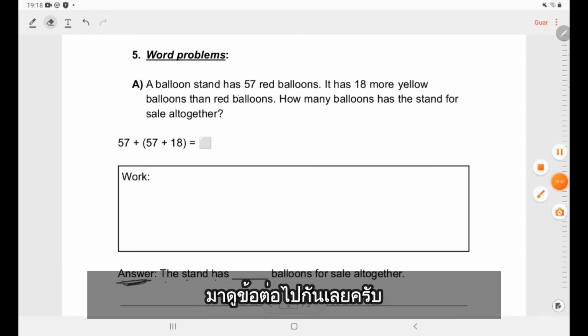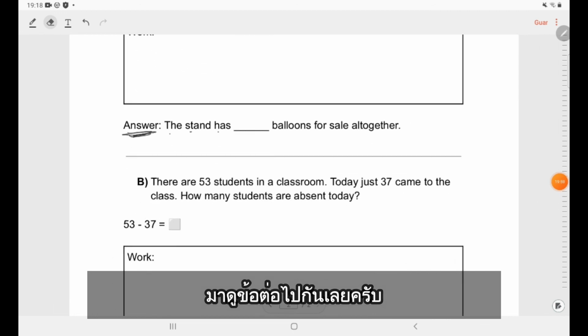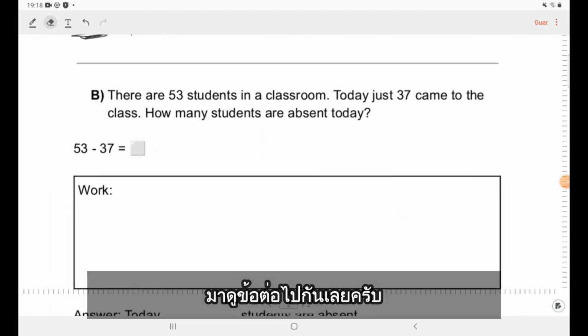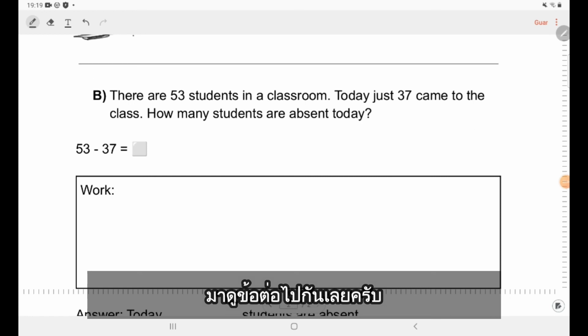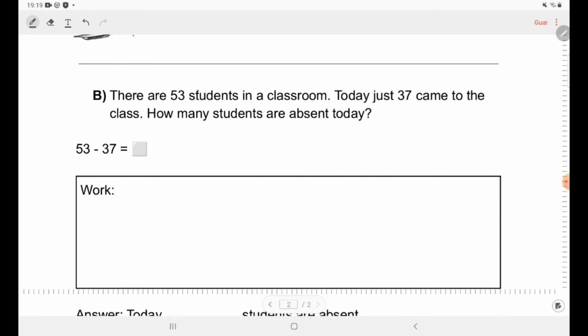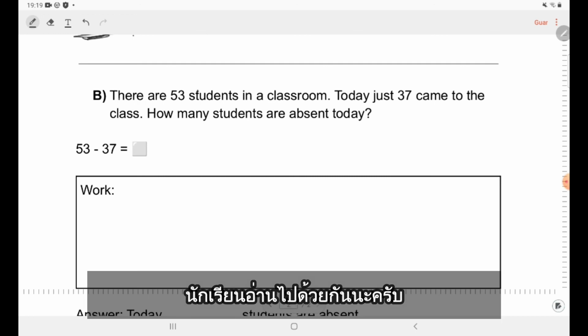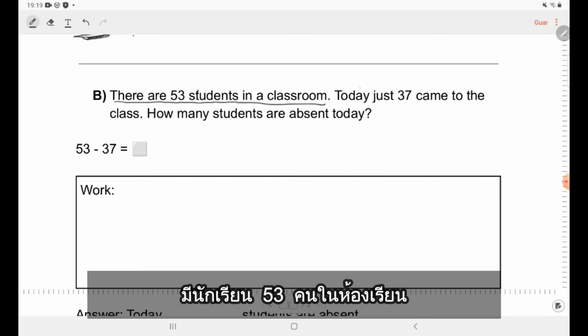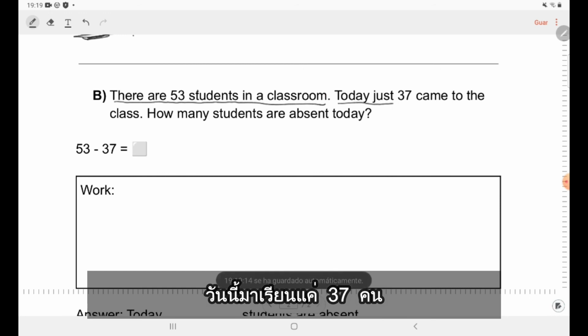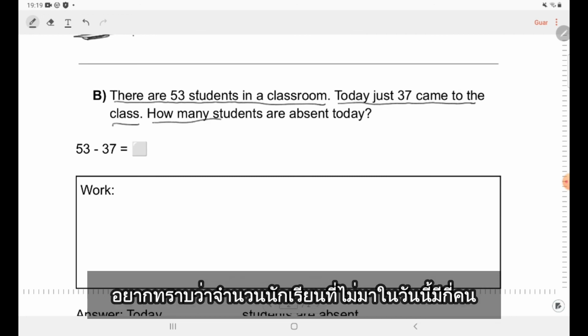And there's one more exercise, the word problem number 5b. Here, first, we are going to read. Let's read together. There are 53 students in a classroom. Today, just 37 came to the class. How many students are absent today?